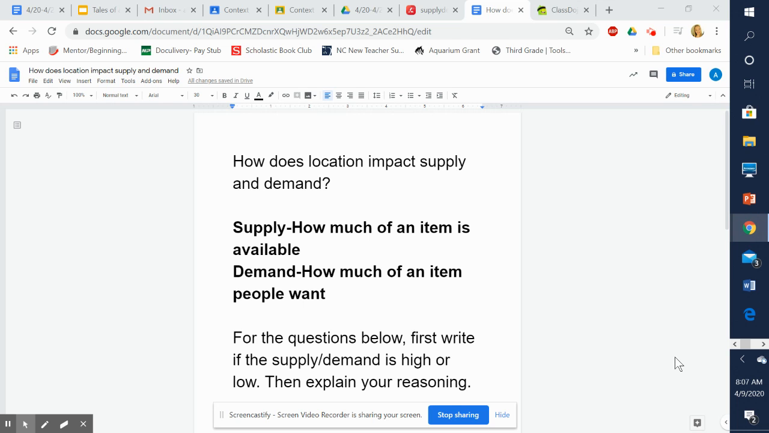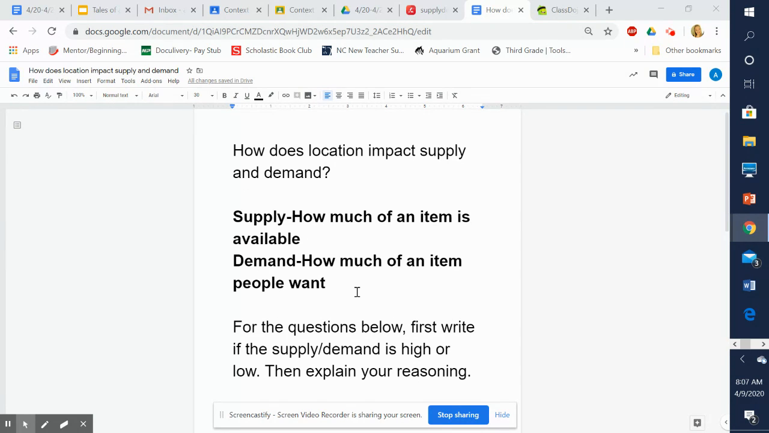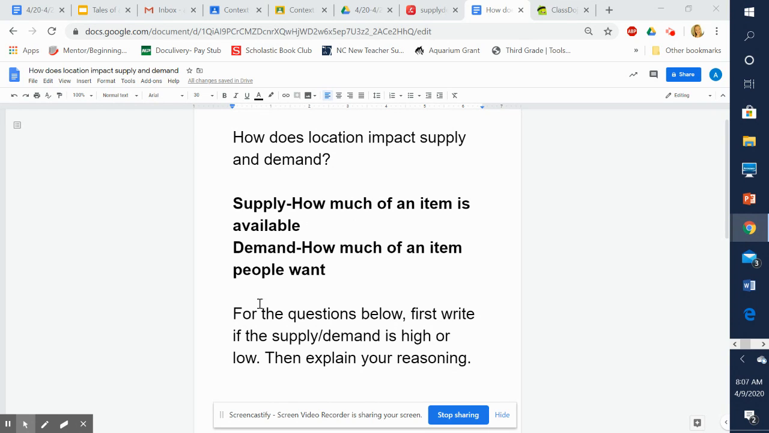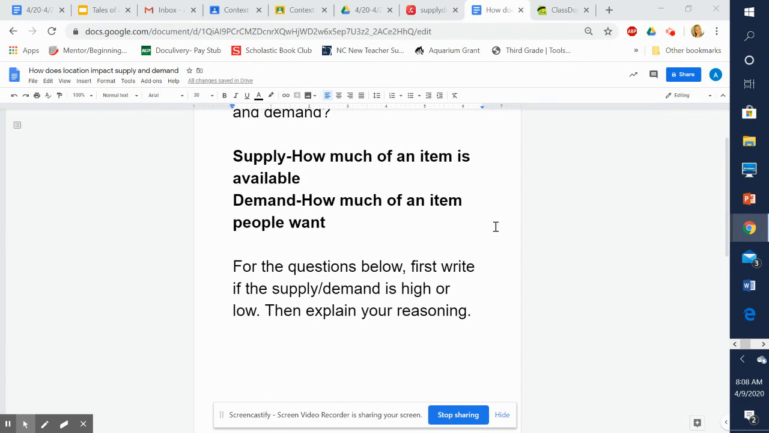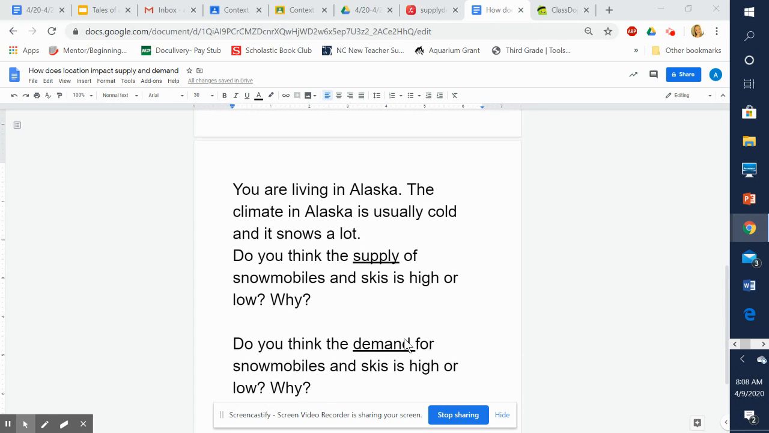All right, so today for social studies, we are continuing talking about supply and demand and how location affects supply and demand. So remember, review: supply is how much of an item there is, and demand is how much of an item people want. So those are always connected. So it says for the questions below, first write if the supply or demand is high or low, and then explain your reasoning.